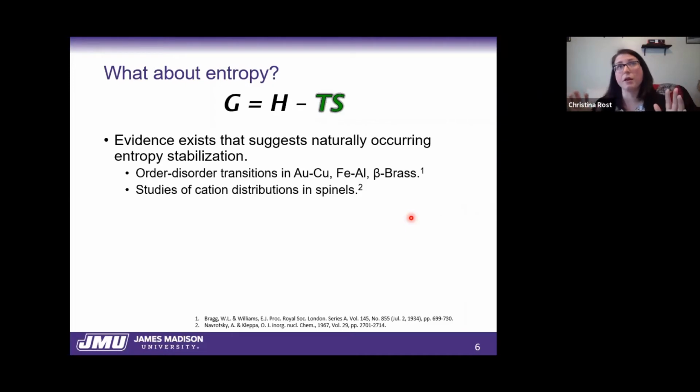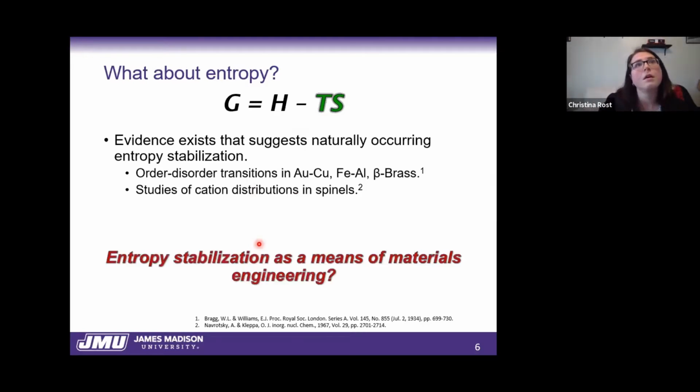There's no argument there. There's plenty of evidence out there that suggests that we have naturally occurring entropy-assisted stabilization, such as order-disorder transitions in alloys, including beta brass and iron aluminum. And then, of course, we have studies of cation distributions in spinels or even equilibrium point defect systems. But with that in mind, we kind of ask the question, can we use explicitly entropy stabilization as a means of materials engineering?